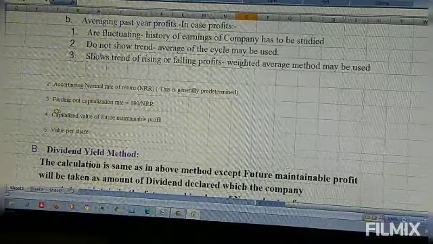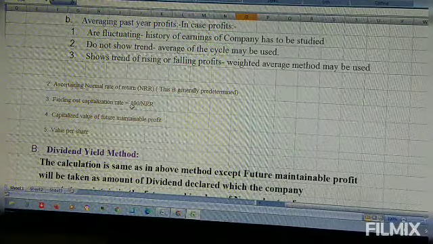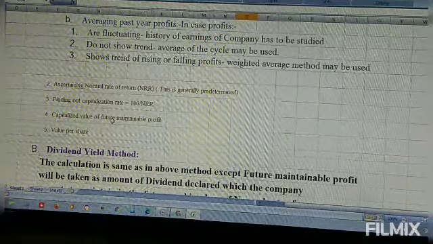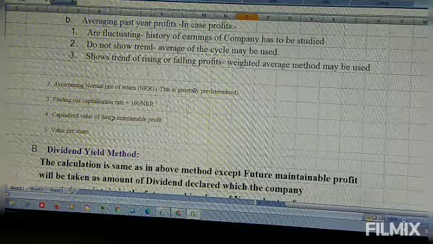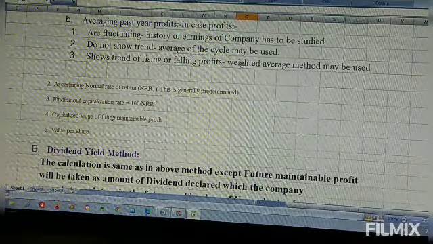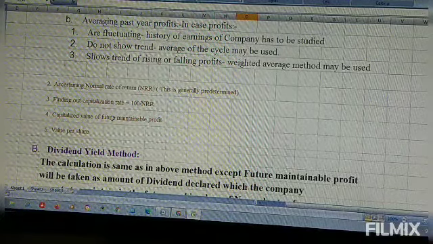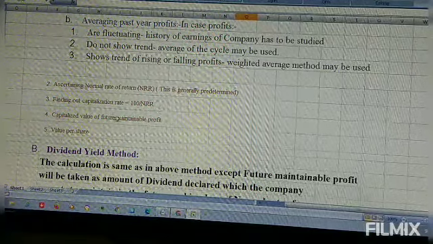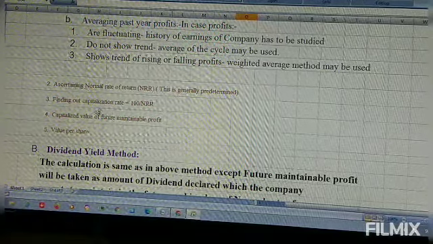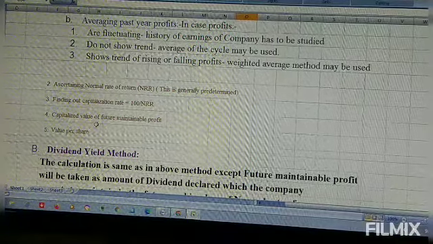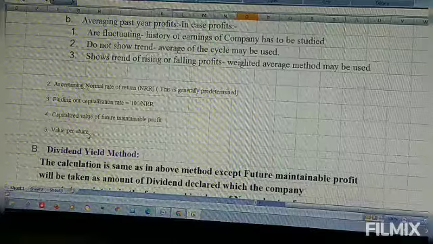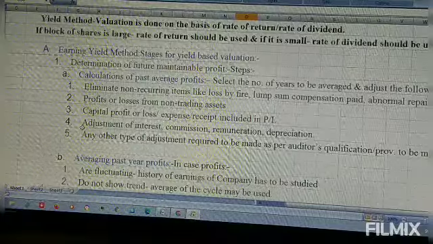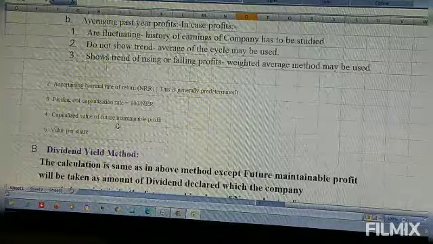Okay. Then finding out the capitalization rate. So the capitalization rate, for every 20 rupees, continuing the same example, 100 is the capitalized value. Therefore, for 20,000, what is the capitalized value? Like this, we have to calculate the capitalized value of the profit, using the capitalization rate. The capitalized value of future maintainable profit must be found out. Then lastly, we have to find out the value of shares. This is under the earning yield method.